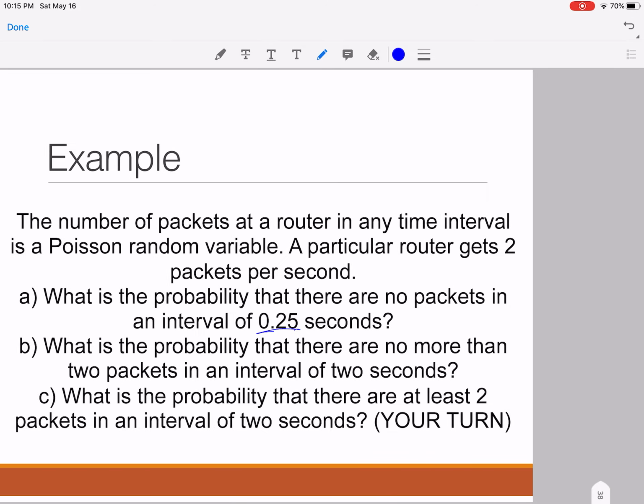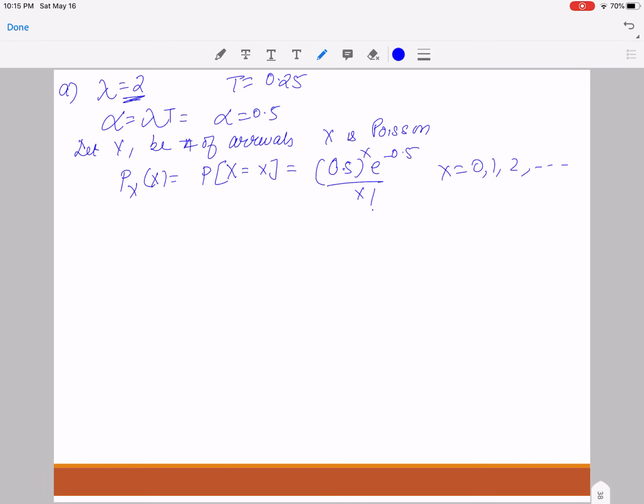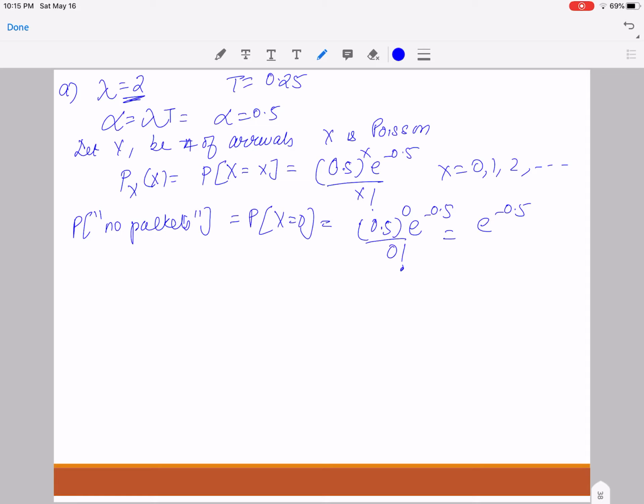I need to find the probability that there are no packets. The probability of no packets implies that x is equal to 0. The probability that x is equal to 0 is 0.5 to the 0 times e to the negative 0.5 over 0 factorial, giving me e to the negative 0.5, because 0 factorial is 1 and 0.5 to the 0 is also 1.